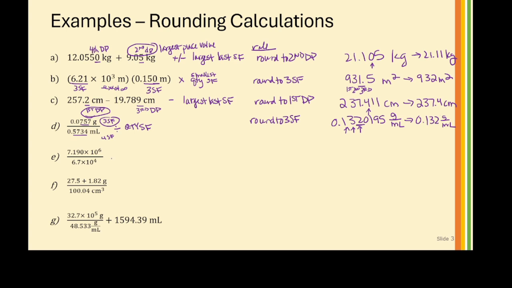This is multiplication and division. So even though there's a combination of multiplication and division, they go by the same rule of quantity of sig figs. So remember, these are exact, so I'm only going to be worried about the prefixes. So 1, 2, 3, 4. This one has 4 sig figs. This one has 2 sig figs. So we're going to round to 2 sig figs. And now I perform it, 7.190 e to the 6 divided by 6.7 e to the 4th.